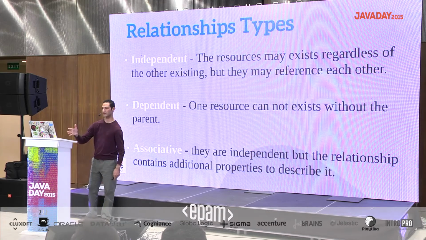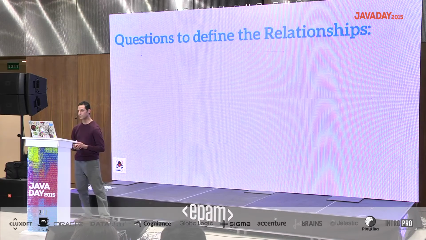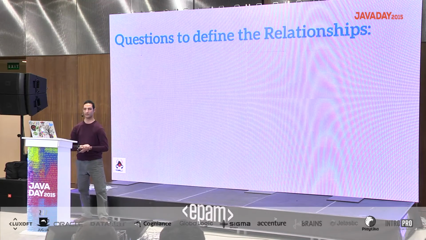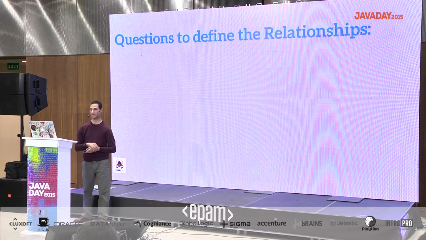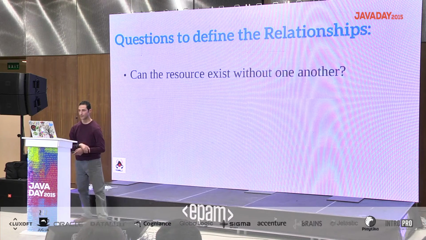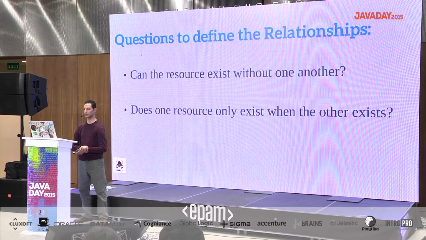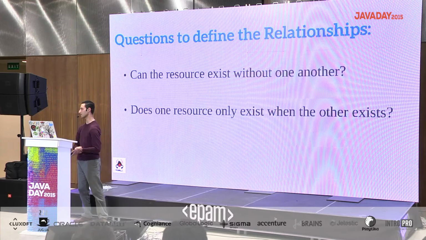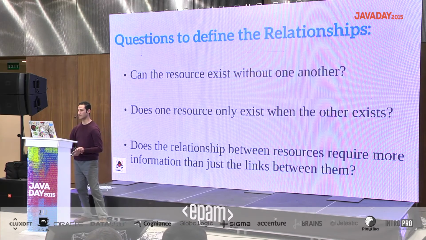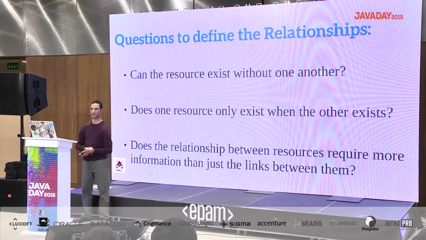So based on this, let's figure out what we get from the relationship. But you have to ask yourself some questions before identifying the relationship. Can the resource exist without another? Yes. Does one resource only exist when the other exists? Yes, the cart cannot exist without items. Does the relationship between the resources require more information than just the link between them? Yes, which in our case is the association, the relationship between the cart and items.